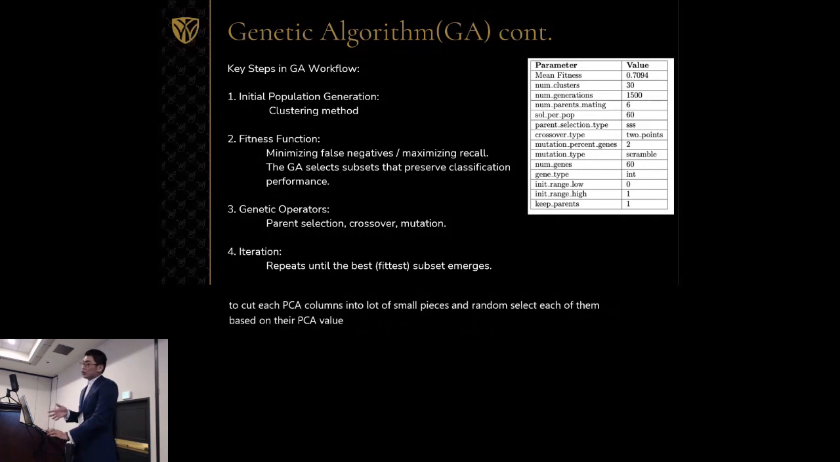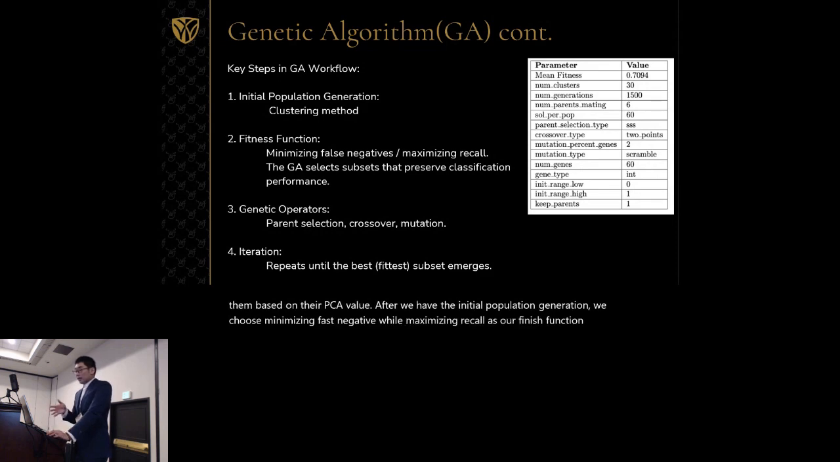After we have the initial population generation, we choose minimizing false negatives while maximizing recall as our fitness function. And the remaining steps are the genetic operators, which are parent selection, crossover, and mutation. Then we iterate again and again.